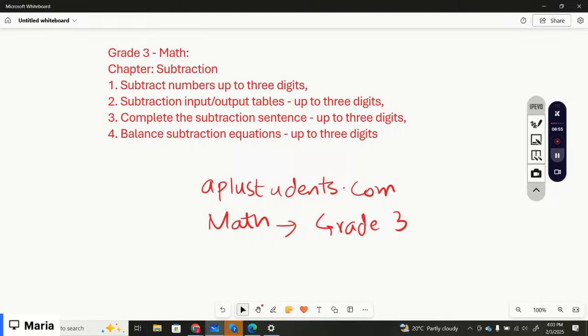The lessons we're going to cover today are subtract numbers up to 3 digits, subtraction input-output tables up to 3 digits, complete the subtraction sentence up to 3 digits, balance subtraction equations up to 3 digits. Please make sure you have your notebook and pencil so that you can note down the important examples and definitions as well.